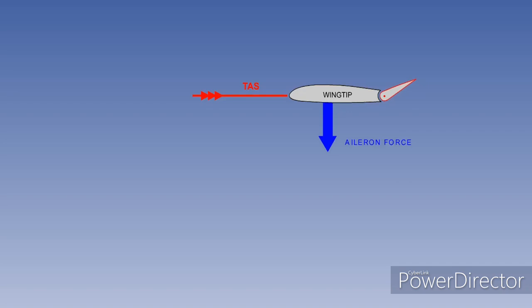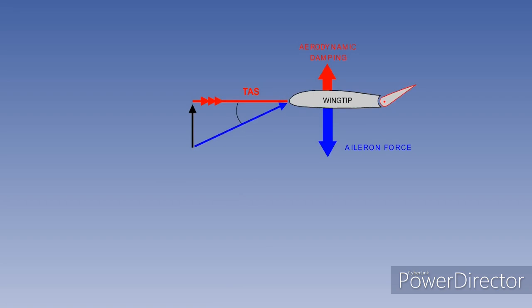The aileron has been moved up to generate a downforce. The aircraft will begin to roll. This wing is now moving downwards in addition to moving forwards. The black vector represents the downward speed of the wingtip. The blue vector represents the effective airflow and is the resultant of the TAS and the rate of roll. The angle between the TAS vector and the effective airflow vector is the change in effective angle of attack.